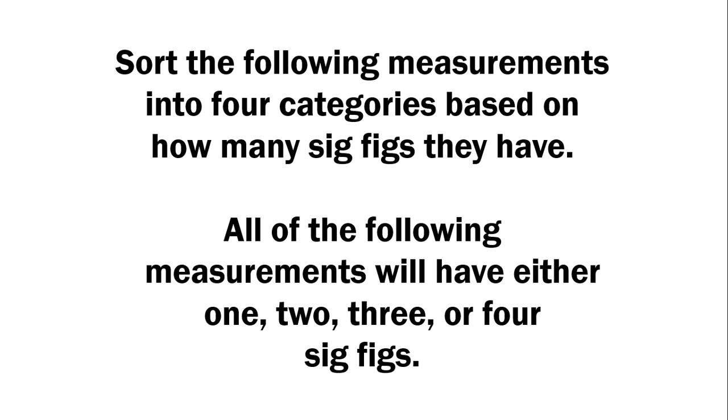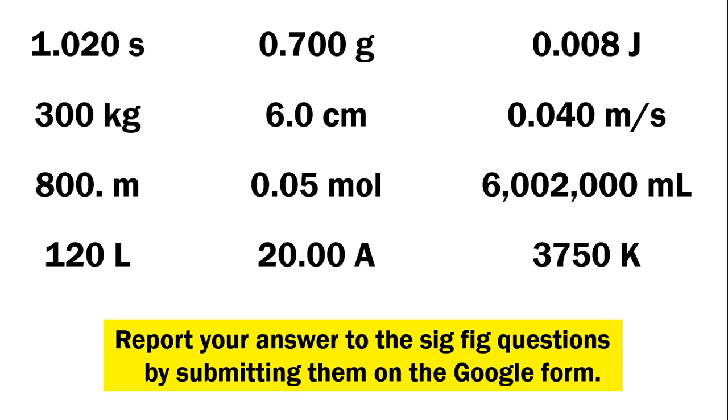So now what I'd like you to do to see if you understand these rules is to sort the following 12 measurements into 4 categories based on how many sig figs they have. All of the following measurements will have either 1, 2, 3, or 4 sig figs. If you need to slow down, rewind, pause, watch the video again to see examples, or if you need to refer to other resources to help you understand significant figures, you're welcome to do that. But on the following slide, you're going to see 12 numbers, and then you'll have to answer the questions that are given to you on this Google form.